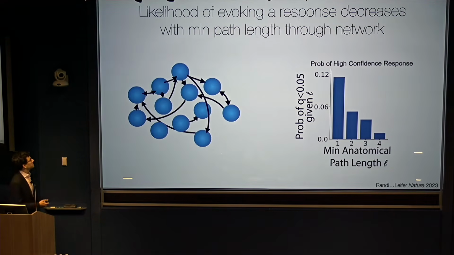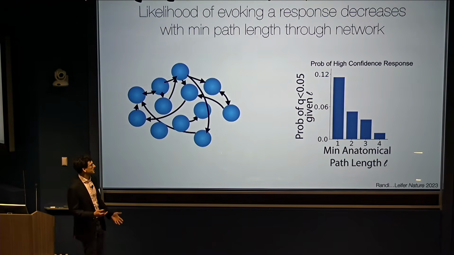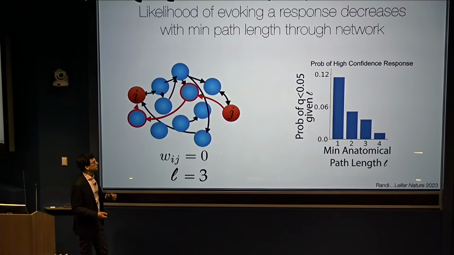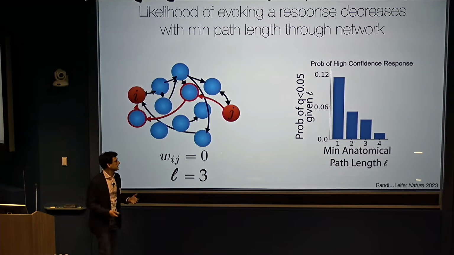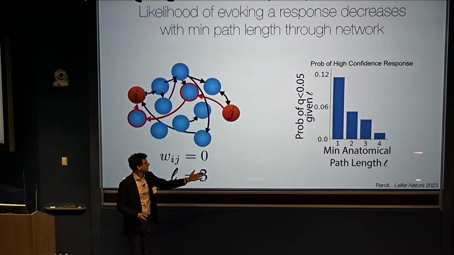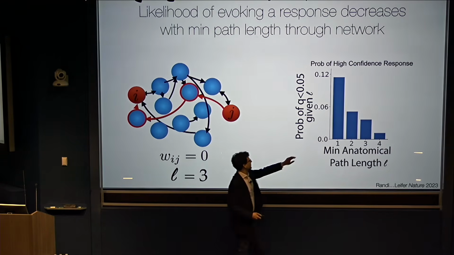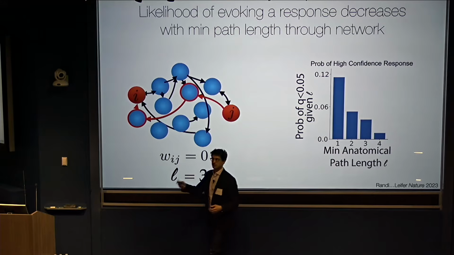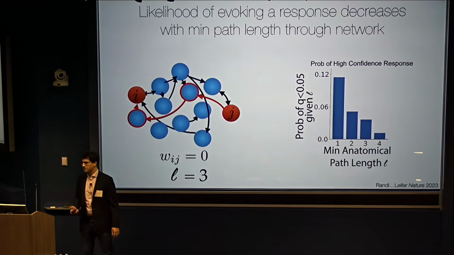OK, so what's the first thing we wanted to check with respect to the connectome? Well, you should certainly hope that neurons that are directly monosynaptically connected should be more likely to evoke responses than neurons that have a longer minimum path length through the network. And that's exactly what we see. So if one neuron is monosynaptically connected to another, it's much more likely to evoke a response if you stimulate that neuron than the further away you get.